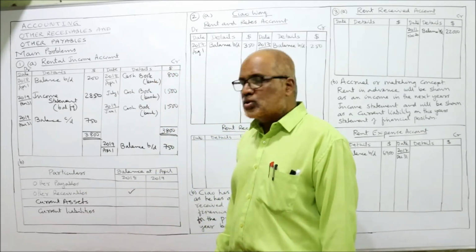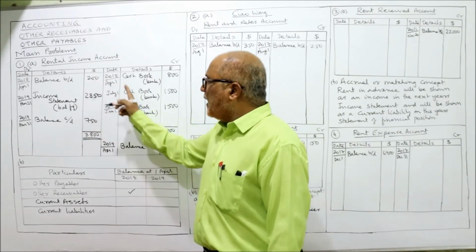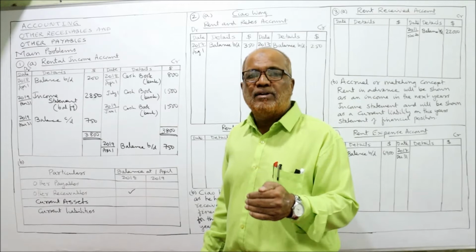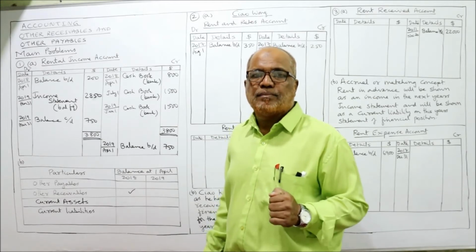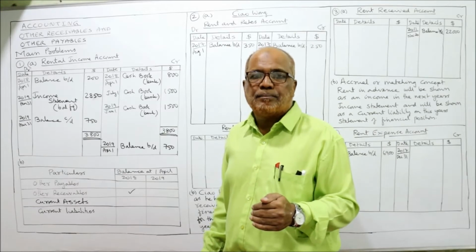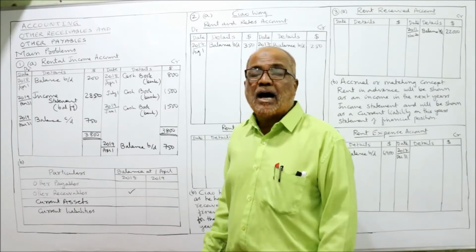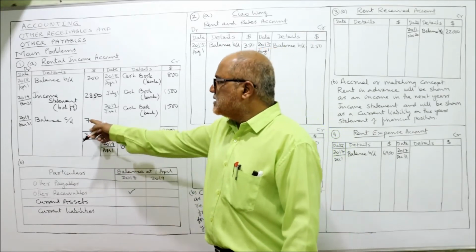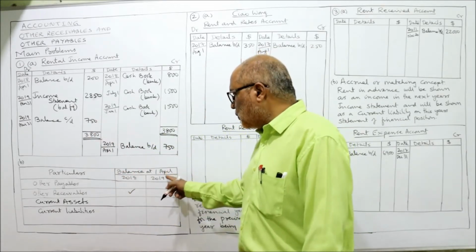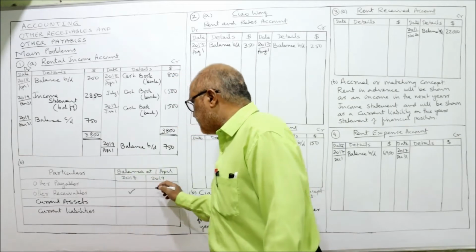Other receivable, beginning of the year and end of the year. Rent is received in advance. When rent is received in advance, it's a liability. It is payable, other payable. Rent received in advance 750 is payable at the end of the year. So 2019 it is other payable.